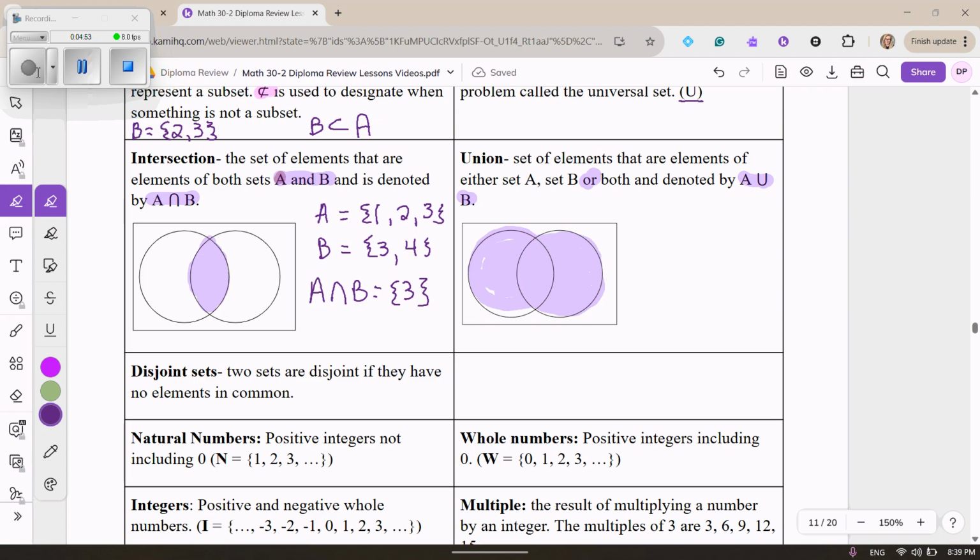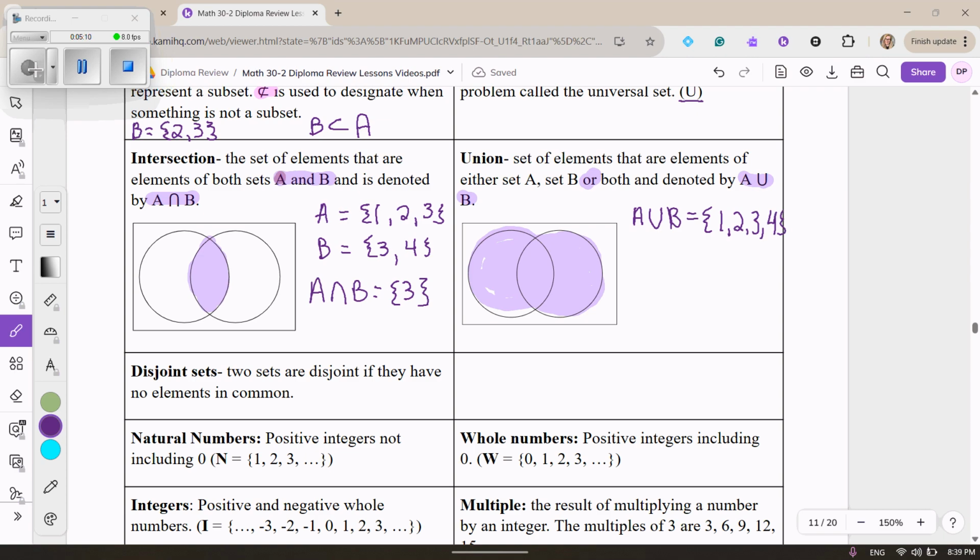So using that previous example, A union B, you would take everything from A, 1, 2, and 3, and you would add the elements from B in there that have not already been there. So A union B would be 1, 2, 3, 4.